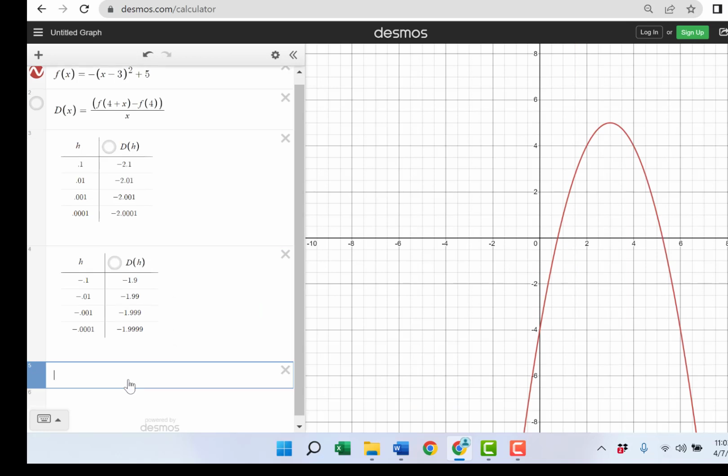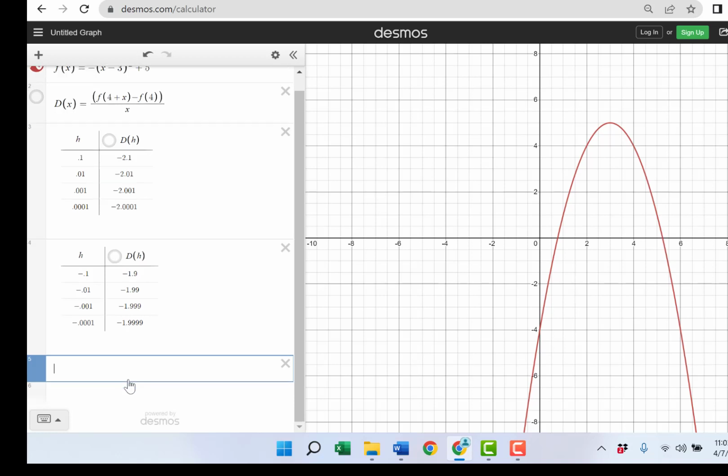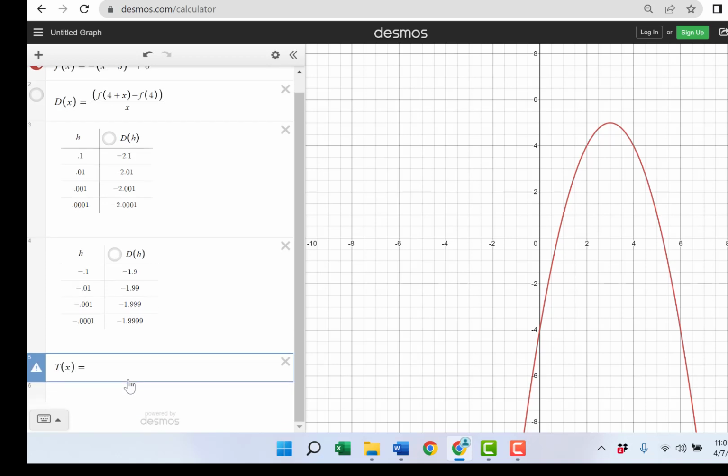Lastly, we're asked to write the equation of the tangent line at x equals 4 and then graph that on here. T of x for tangent line. The slope of the tangent line is the instantaneous rate of change of f of x when x equals 4, and that instantaneous rate of change we see is negative 2. The slope is negative 2, and we know that it passes through x equals 4, so we plug in x minus 4, plus the y value at that point is 4.